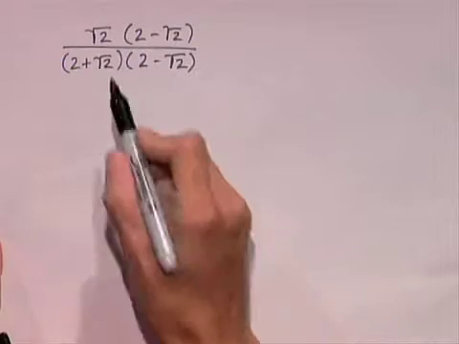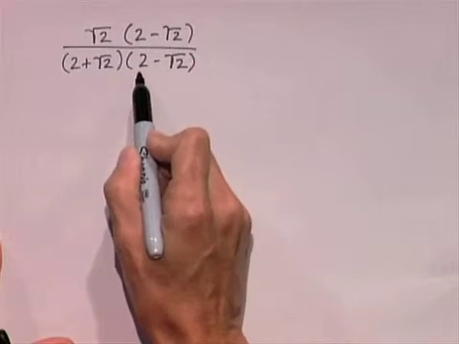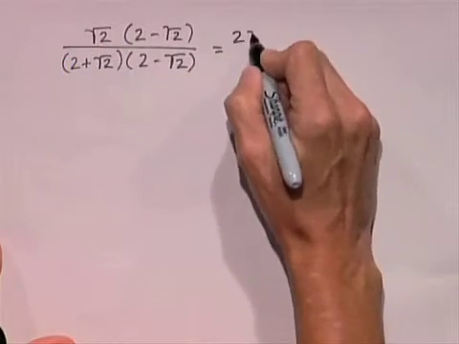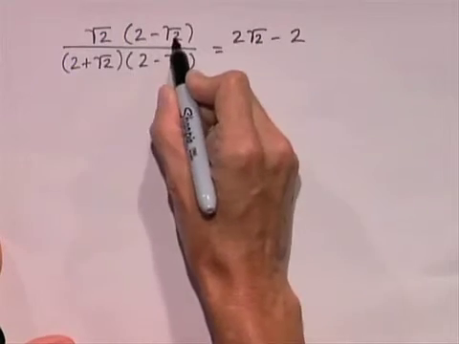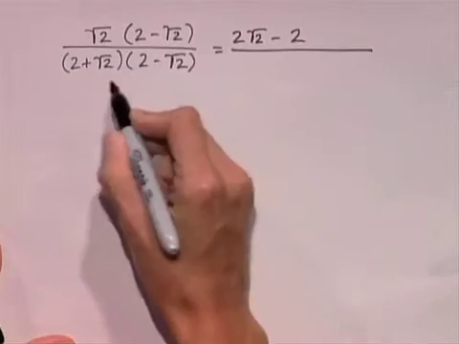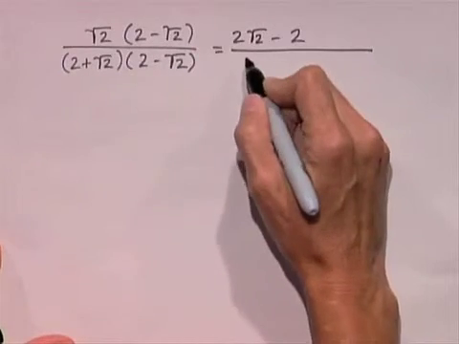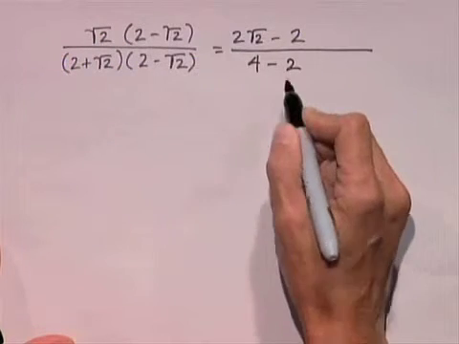Okay, so let's get started. We need to multiply square root 2 times 2 minus square root 2 and 2 plus square root 2 times 2 minus square root 2. In the numerator, if I distribute, I get 2 square roots of 2 minus 2, which is square root 2 times square root 2. In the denominator, if I multiply that out, using the fact that it becomes a difference of squares, I end up with 4 minus 2.